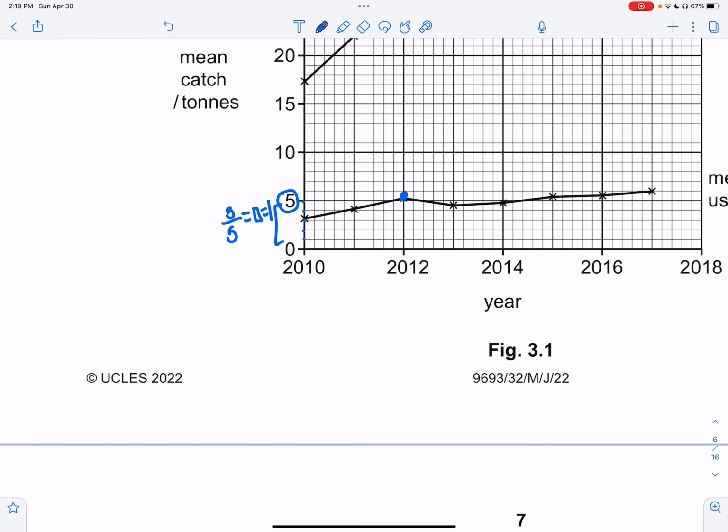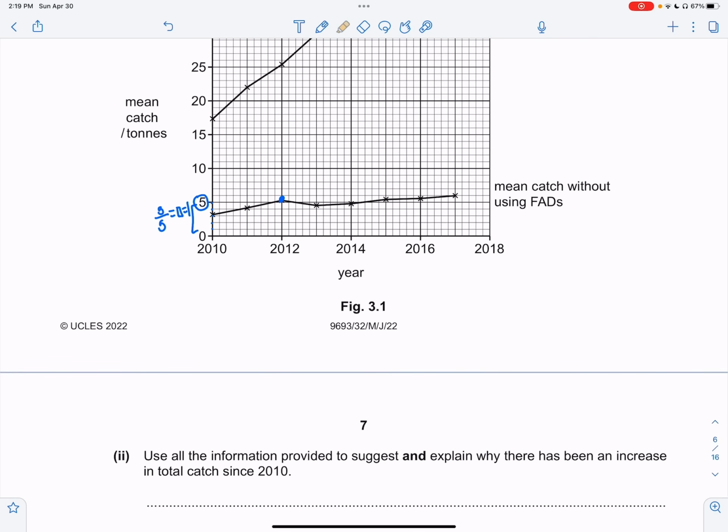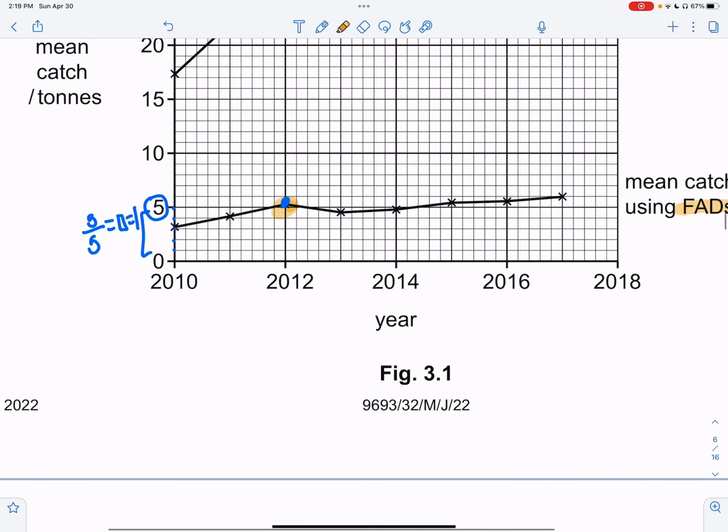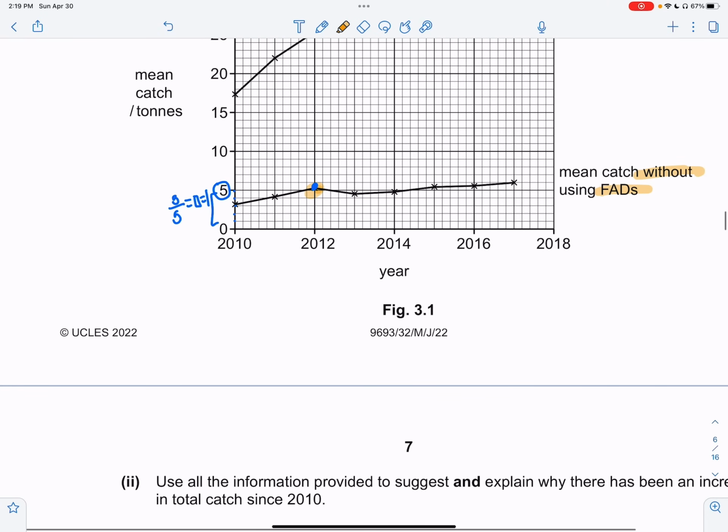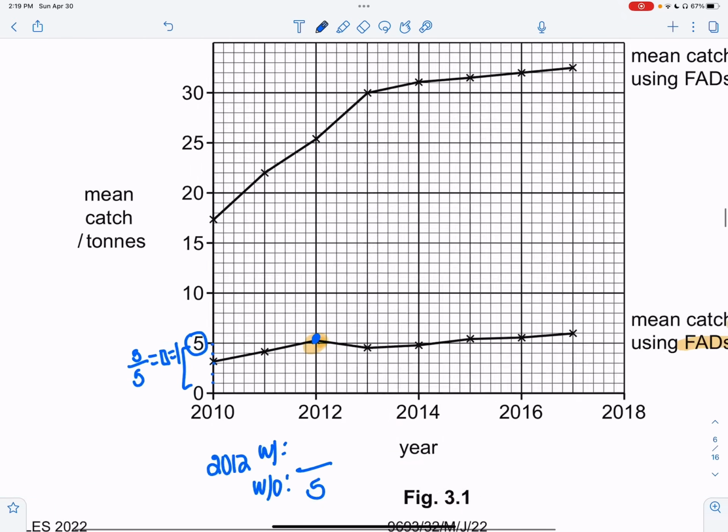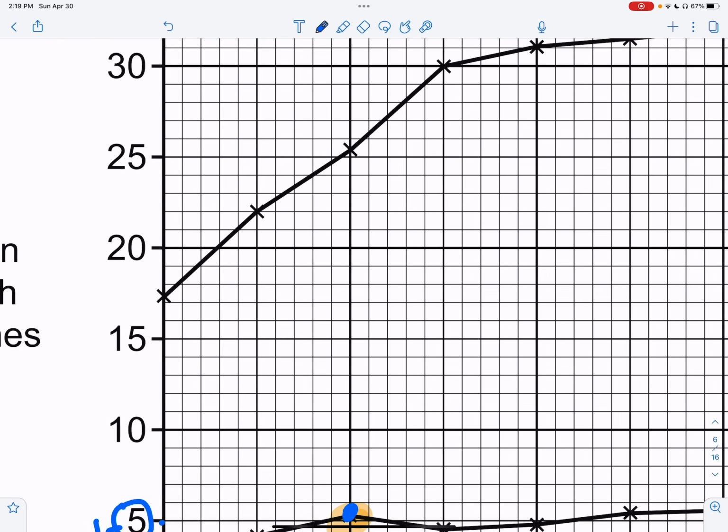So in 2012, without using an FAD, we are at about, I'm going to call it 5 tons of fish. And now with the FAD, we are at 25, I'm going to call it 25.5.